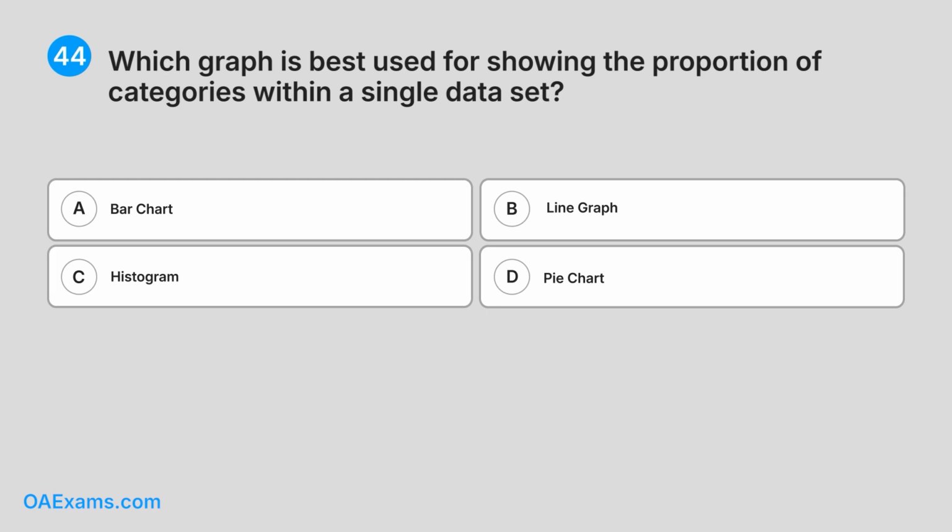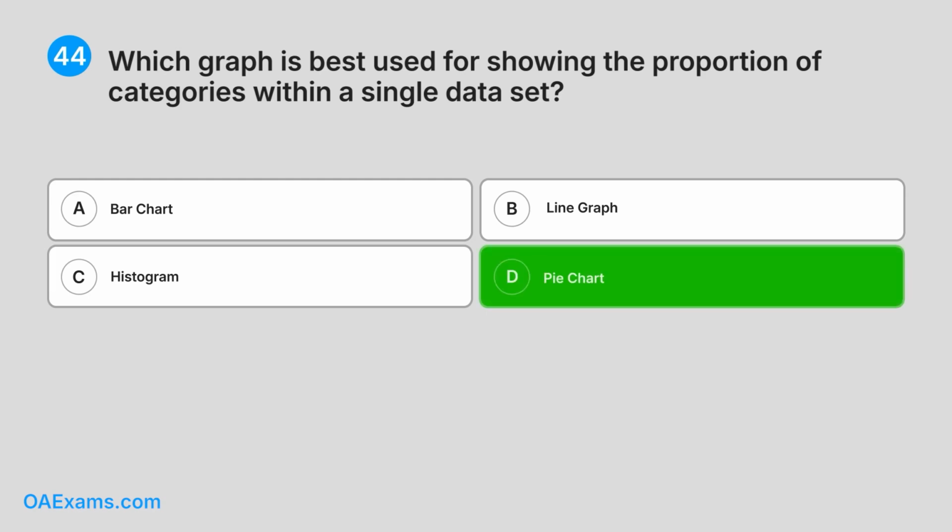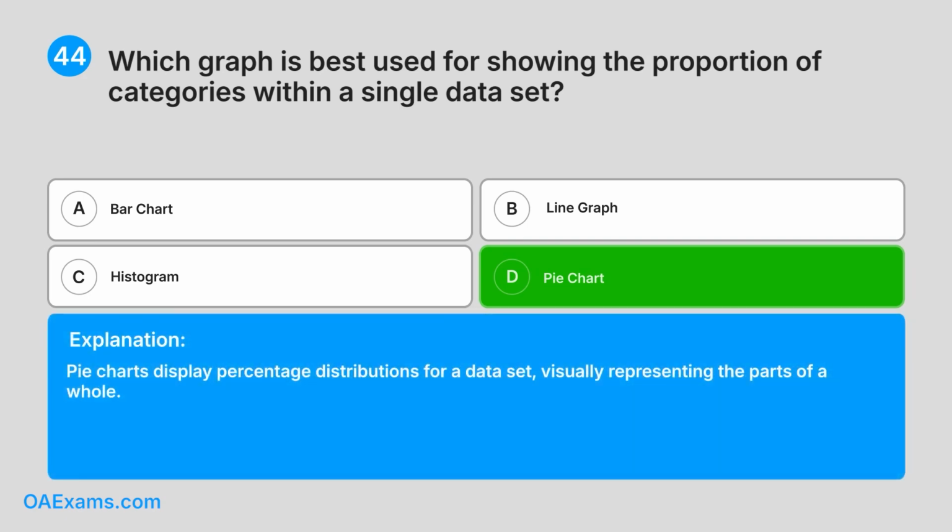Correct answer. D. Pie chart. Explanation. Pie charts display percentage distributions for a data set, visually representing the parts of a whole.